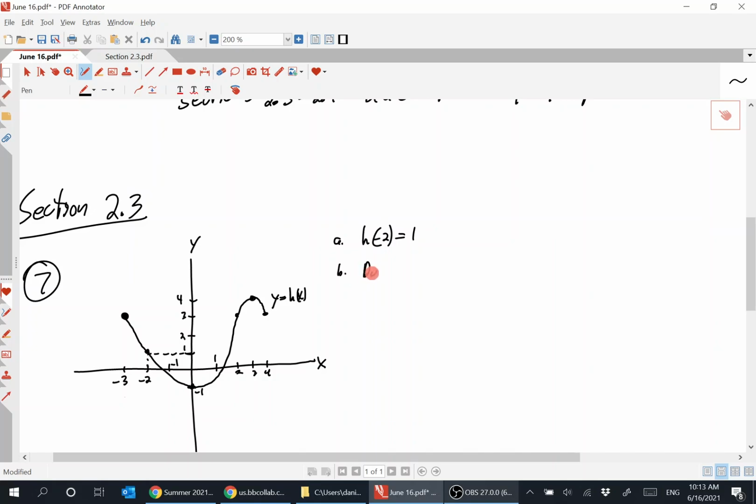Domain and range. So domain is all of the x values above and below the graph. So this is minus 3 to 4. Range, all the y values left and right from the graph. So that's minus 1 to 4, including the minus 1, including the 4.